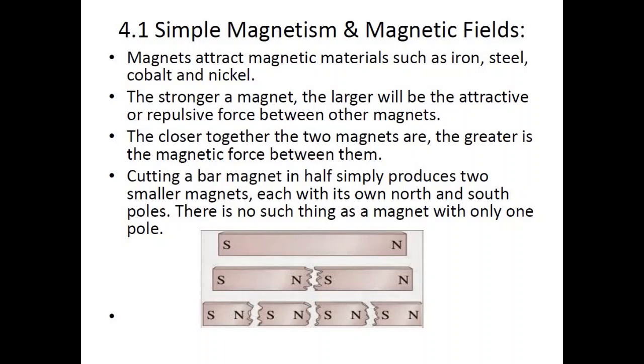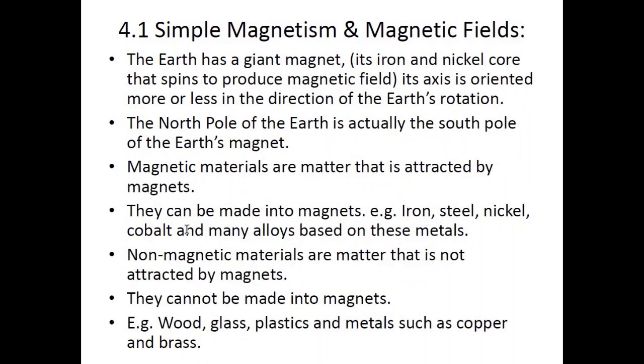Cutting a bar magnet into smaller pieces would simply produce more magnets, each having their individual north and south pole. There is no such thing as a magnet with only one pole. So if you break a magnet, it would simply give rise to two or three smaller magnets having their own north and south pole. Now there's a fun little thing to know: Earth has a giant magnet.